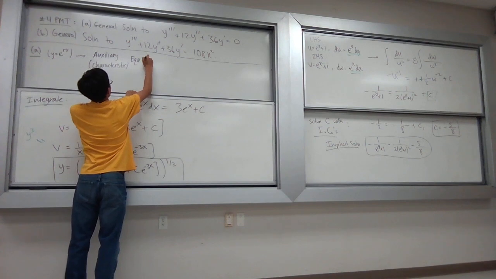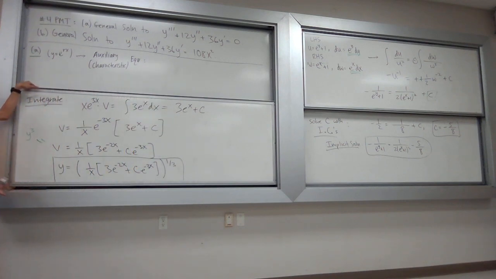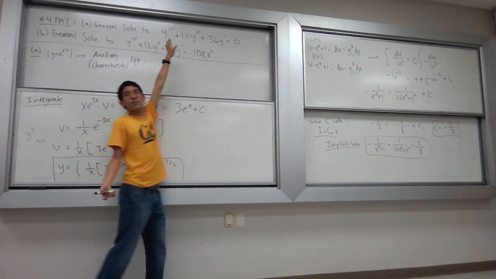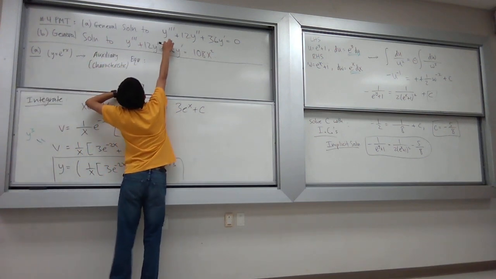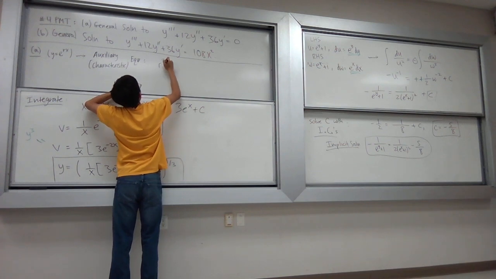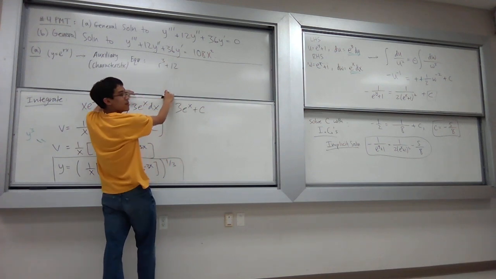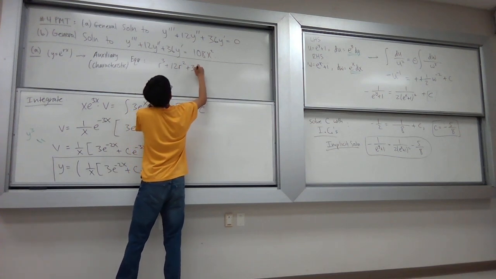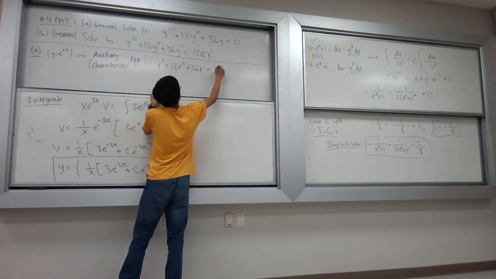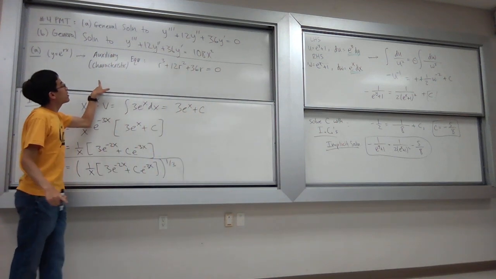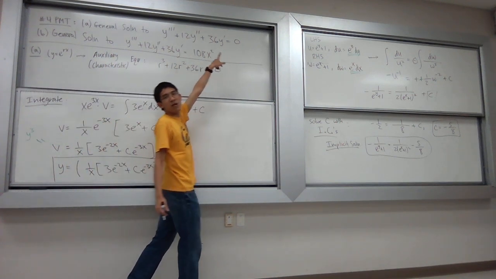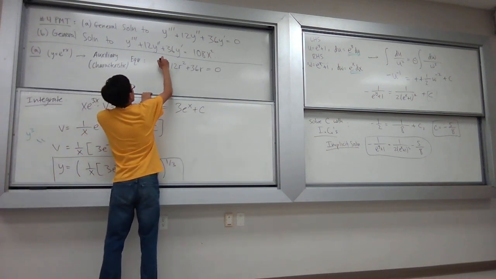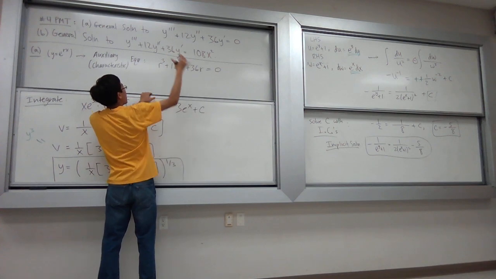So in this case, what's the auxiliary slash characteristic equation for this equation? 3 derivatives, so r cubed. And then 12r squared, and then 36r. So the main thing is there's no non-derivative parts. That's why they all have at least a power of r. So how do we factor this?